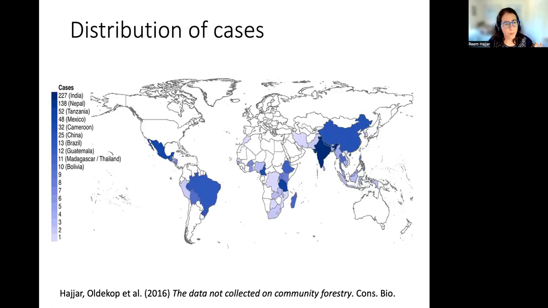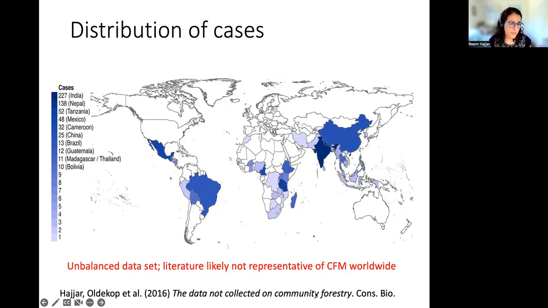One thing to note, this is sort of where the cases were located in the world. So the literature really had a very large focus on South Asia, where over half the cases came from India and Nepal, very strong representation in Tanzania, and in Latin America, very much dominated by Brazil and Mexico. And so immediately from this, you can see that we had an unbalanced data set, right? And the fact that over half the cases came from South Asia likely means that the body of literature is not very representative of community forests worldwide. We know that there are many, many community forests in Latin America that aren't coming up in this search.